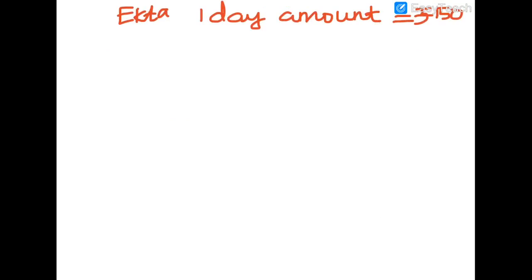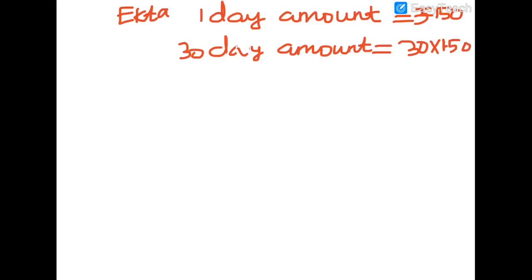For 30 days, how much did she earn? So the 30 day amount is 30 into 150. We have to multiply 30 into 150. How much is it coming? So here, 0.